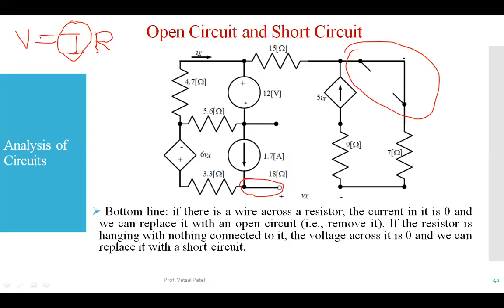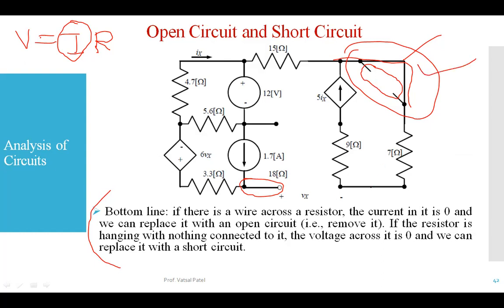And in this short circuit case, all the current will pass through this short circuit wire only, because it has the low resistance value. And over here the 22 ohm resistance will be open now, because all the current will flow through that lowest resistance path only. So you can see the conclusion: the bottom line is, if there is a wire across a resistance, the current in it is equal to zero. We can replace it with the open circuit, that means we can remove it. That is the case given here.